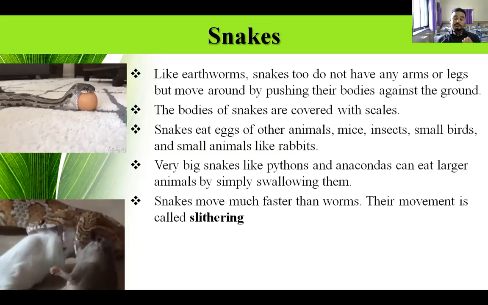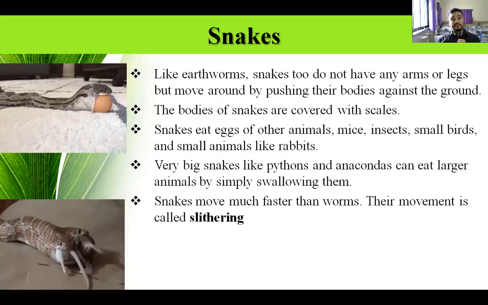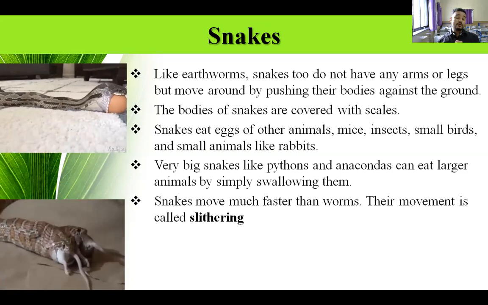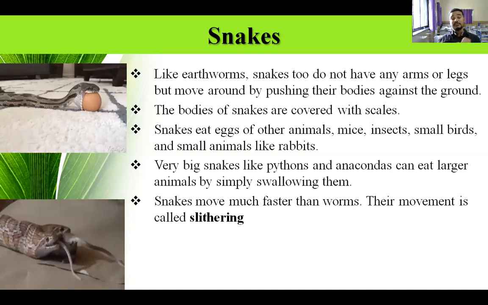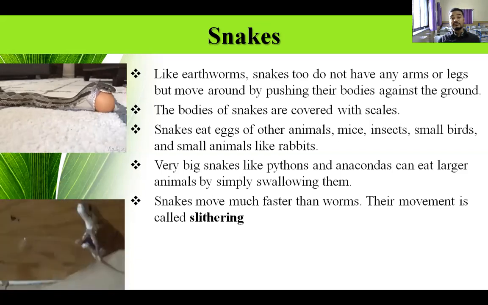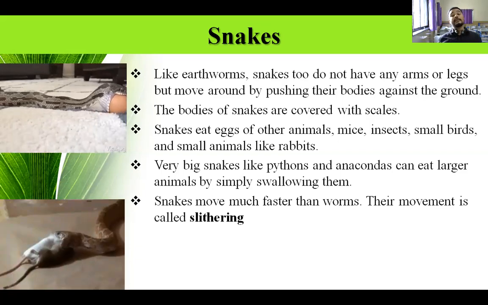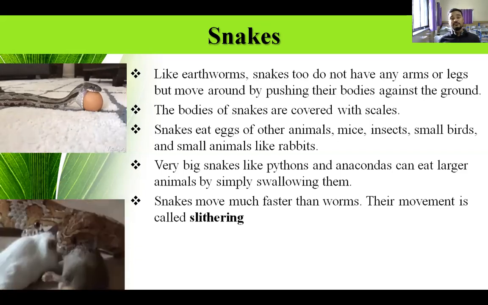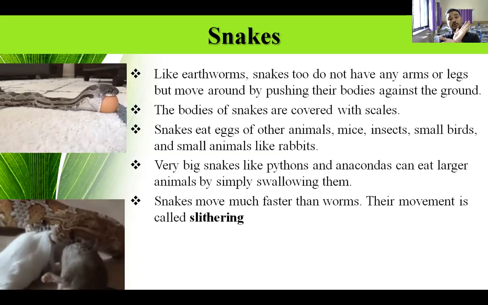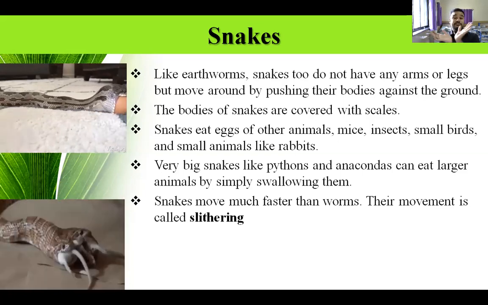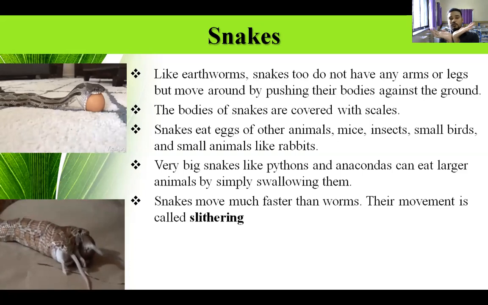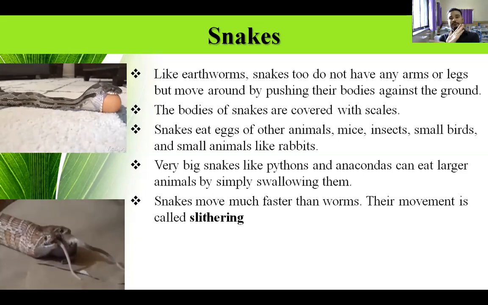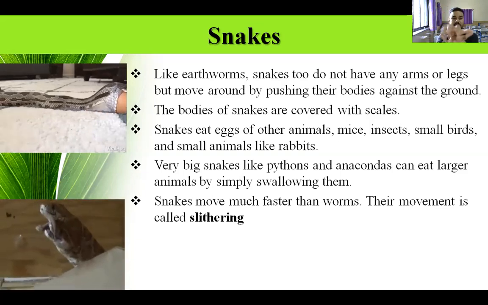Okay, there are some big snakes, like pythons and anacondas, whose length can be up to 30 feet, 20 feet. They can eat larger animals because their mouth can open wide, not 360 degrees, but up to 180 degrees. Up to this they can open and they can grasp.